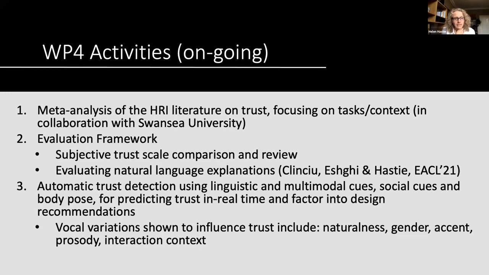And then we're also looking at the idea of automatic trust detection. So this could be done to detect the human's level of trust online, so that we can adapt the interaction in real time. But we also could factor this into design recommendations for robots. So for example, there's different vocal variations in the literature that have been shown to influence trust, including naturalness of the robot voice, gender, accent, prosody, and context, and other factors. So we're looking at using machine learning methods to take these signals and to predict them using objective measures only.